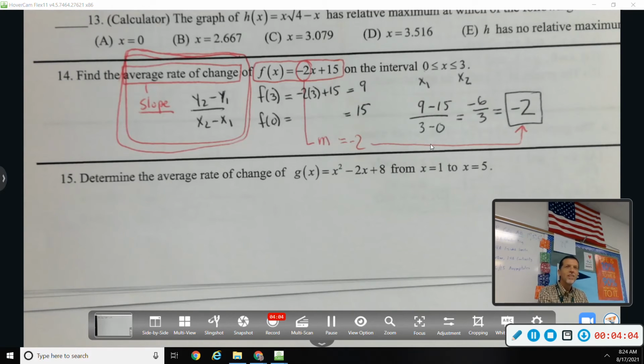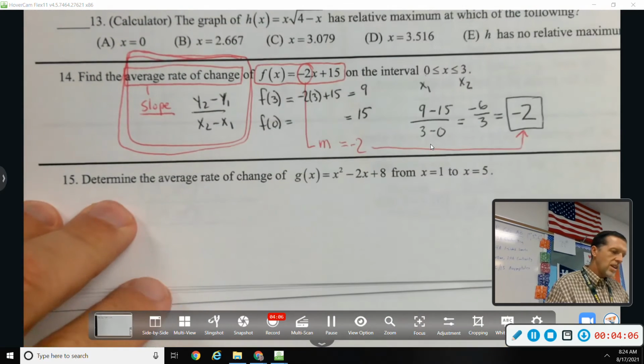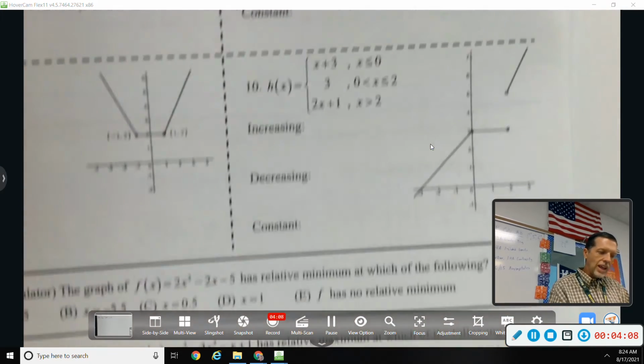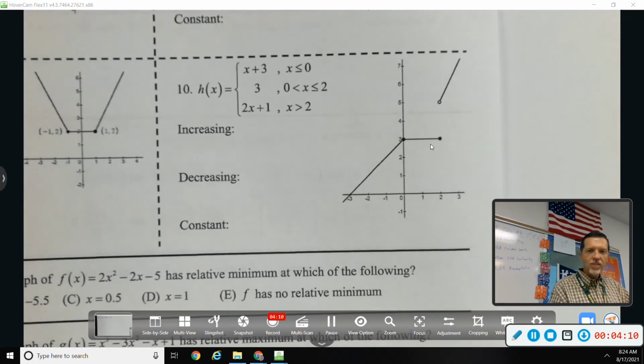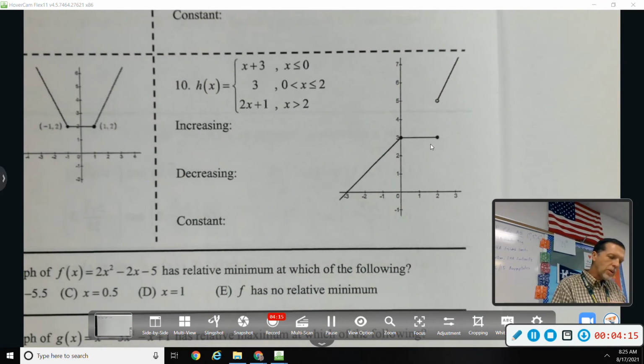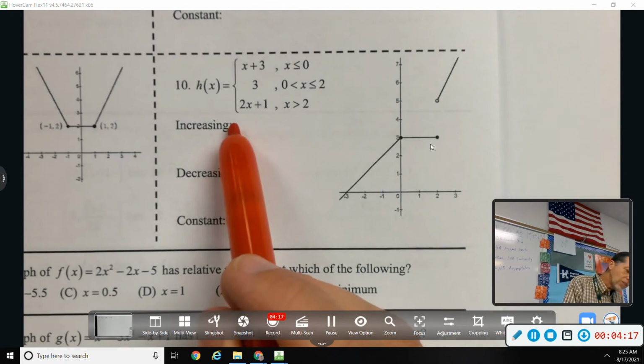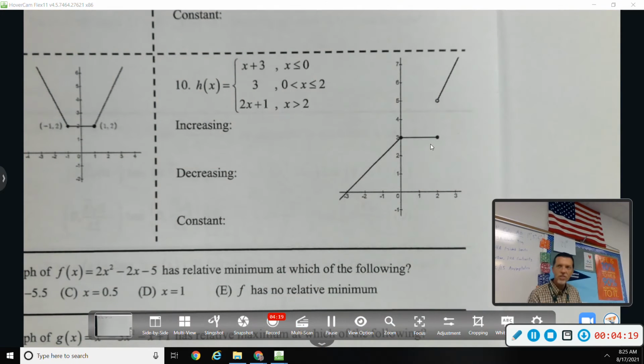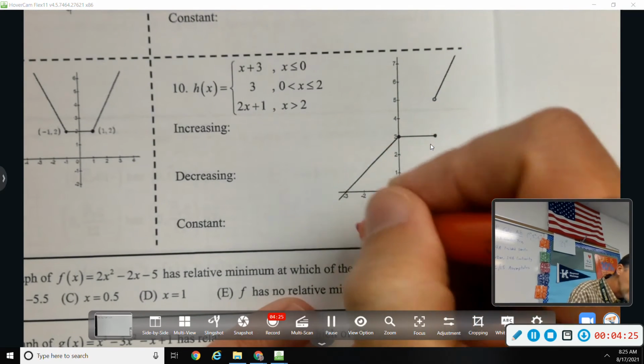Jason? 10? Let's see. I like that the graph is given to us, so I can answer the questions. Remember, you can look for the increasing, decreasing, constant pieces first, or you can look at the graph first and just say what's happening. I think I like to look at the graph first and say what's happening.